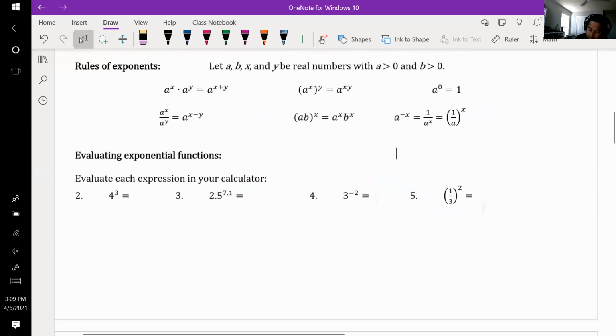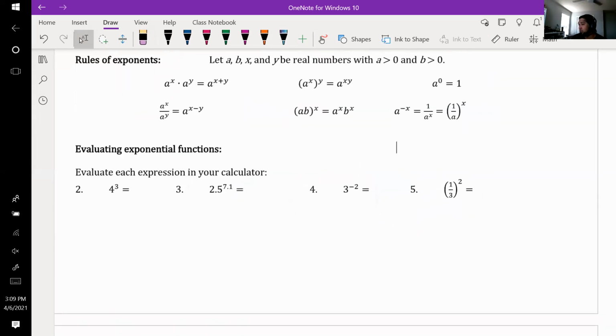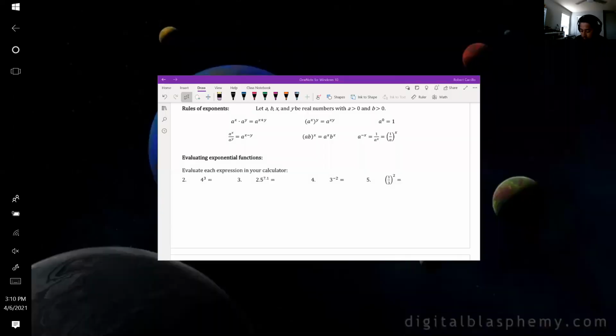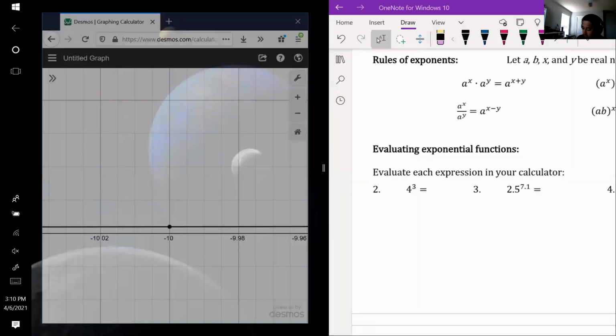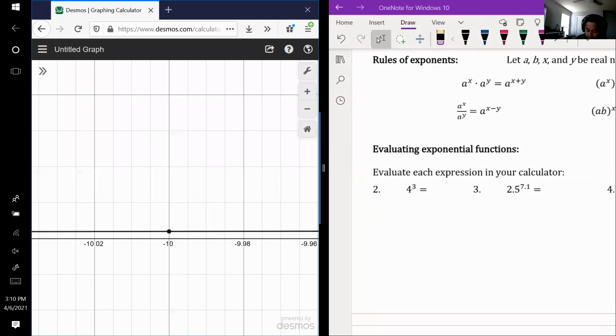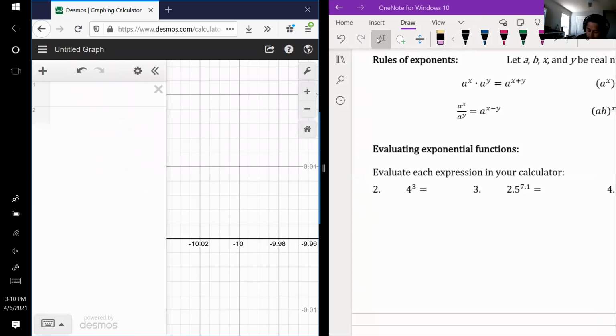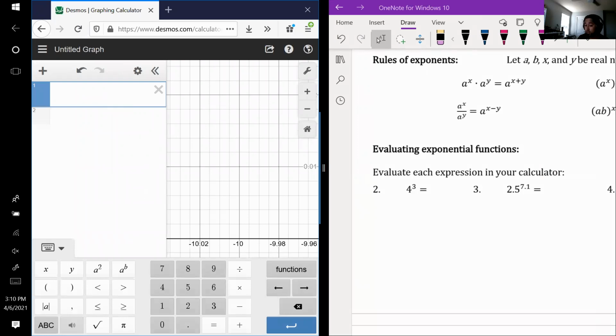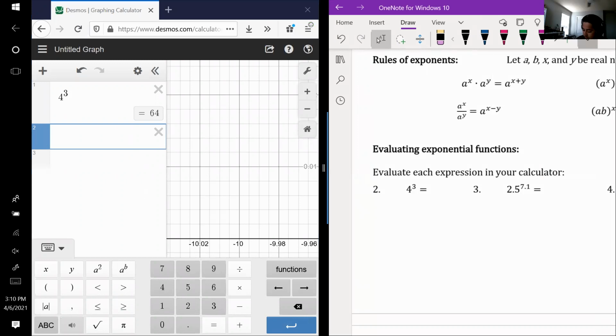Okay. Next is evaluating exponential functions. So all we want to do is plug these into a calculator. We want to evaluate the exponential expressions. So why not use Desmos? Okay. So first up is 4 cubed. So 4 and raise it to the 3rd. We get 64.